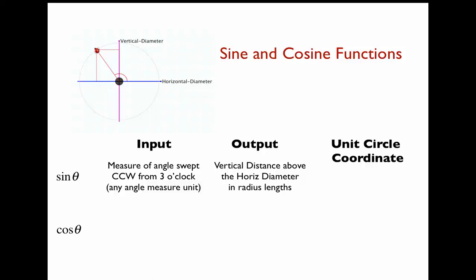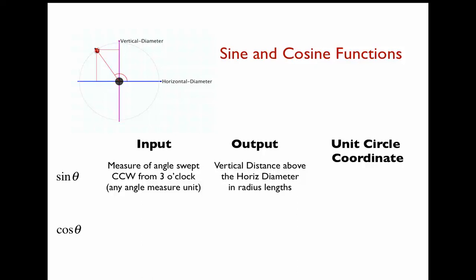What's the maximum that could be? 1. And where is it 1? Where on the circle? On the right. Oh, the sine. Sine is the vertical distance. Where's the vertical distance 1 radius length? Pi halves is at the top of the circle, right?